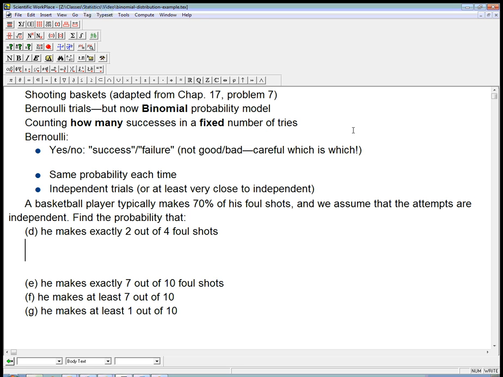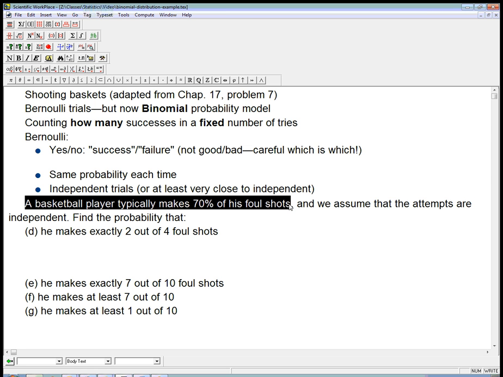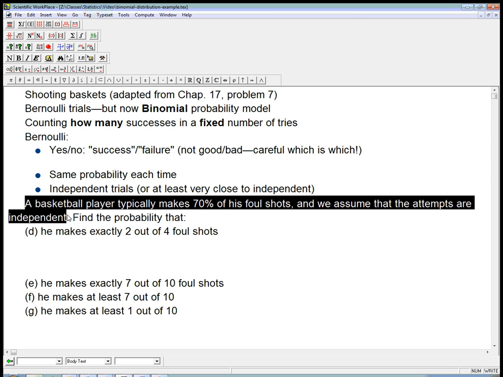Here's another problem about shooting baskets. We're continuing with the situation from the geometric distribution video. So we've got a basketball player who typically makes 70% of his foul shots. We assume the attempts are independent. We're going to find some different probabilities, answer some different questions from the other video.